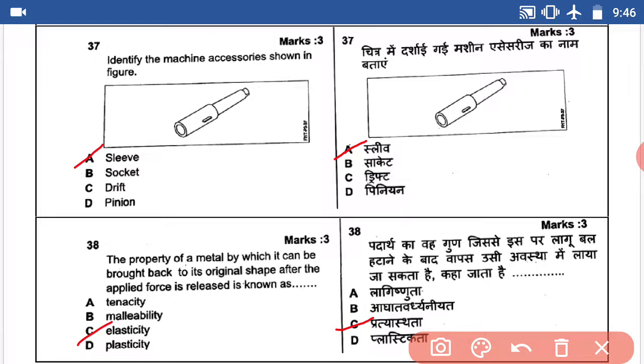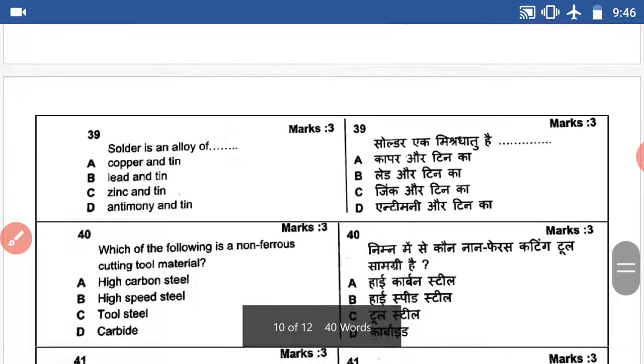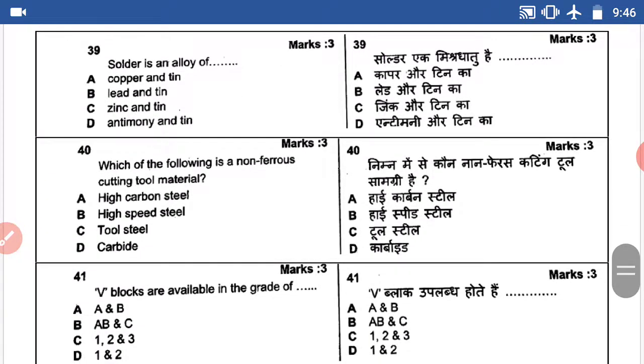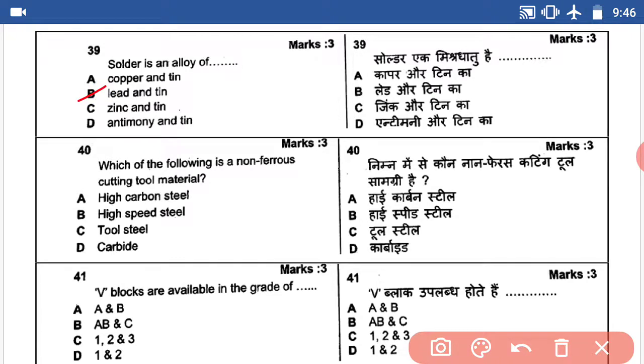Question number 39. Solder is an alloy of dash. Solder alloy is lead and tin. Answer B, lead and tin.